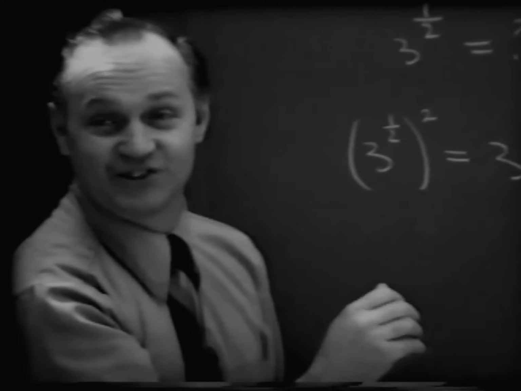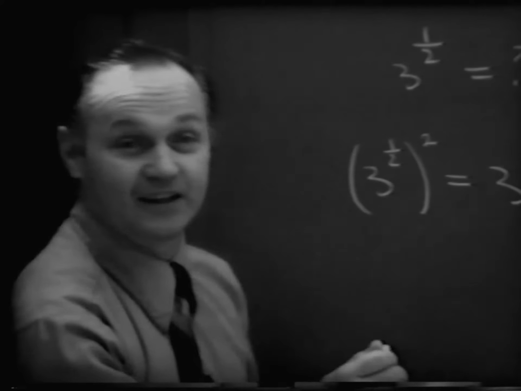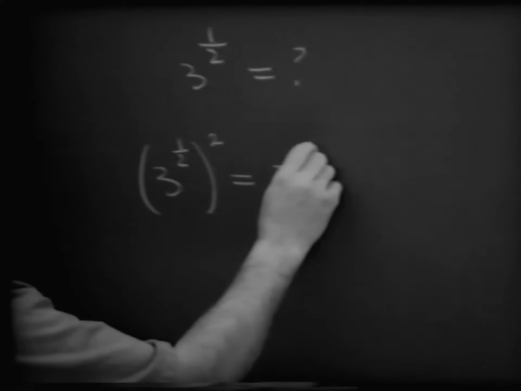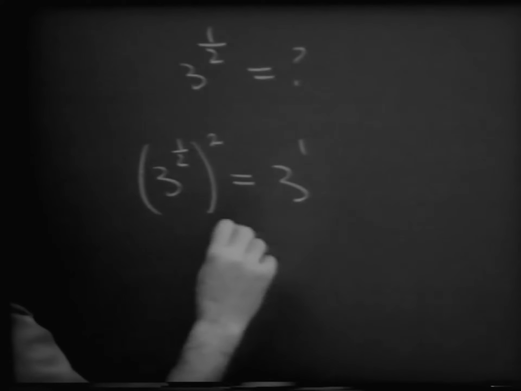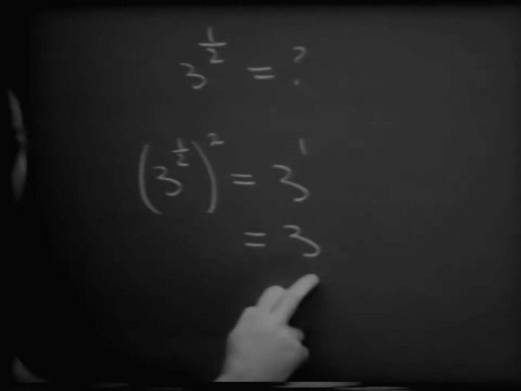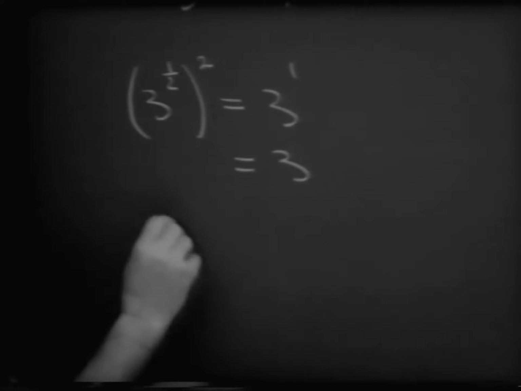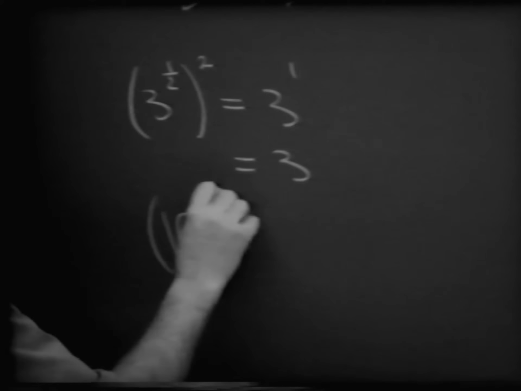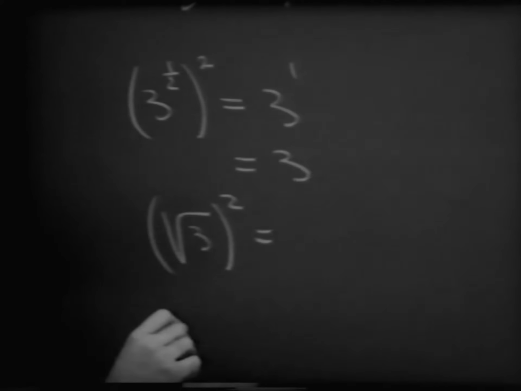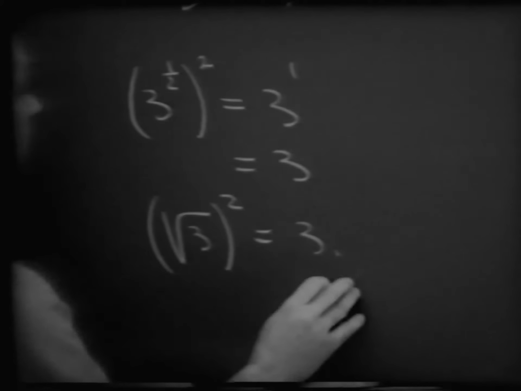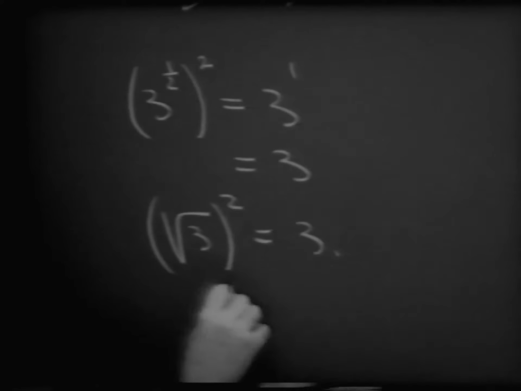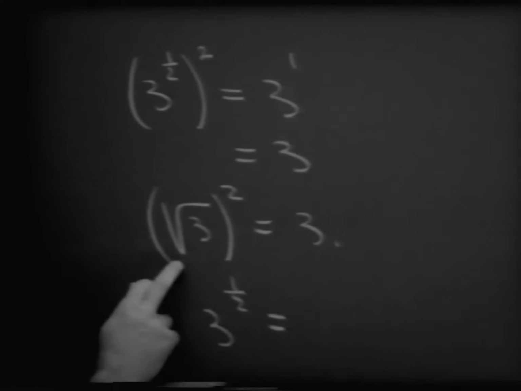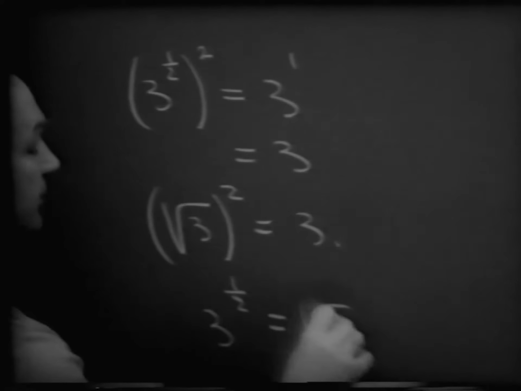What should we do with those exponents? Multiply. To multiply them, we have 1/2 times 2, which we know is the number 1, and this turns out to be the number 3. Well, we have already defined that the square root of 3 all squared is equal to 3. So you are forced to say that 3 to the 1/2 power is going to be equal to the square root of 3.